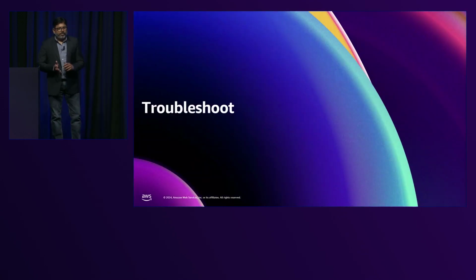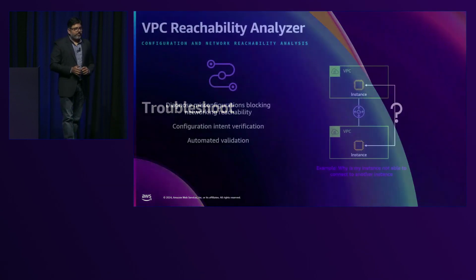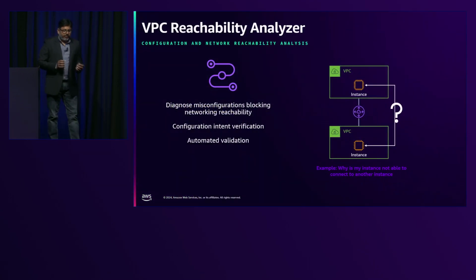All right, so we talked about the observe section and we talked about analyze. Now let's talk about the different AWS tools available for you to troubleshoot a network. One of the key tools for network troubleshooting in AWS is the VPC Reachability Analyzer. It's a configuration analysis tool which enables you to perform connectivity testing between a source instance and a destination resource. Like, you have an EC2 instance running and you want to check whether the connection to the NAT gateway is there or not, so you can use VPC Reachability Analyzer to perform that kind of analysis. It also helps you perform configuration intent verification as well as automated validations.